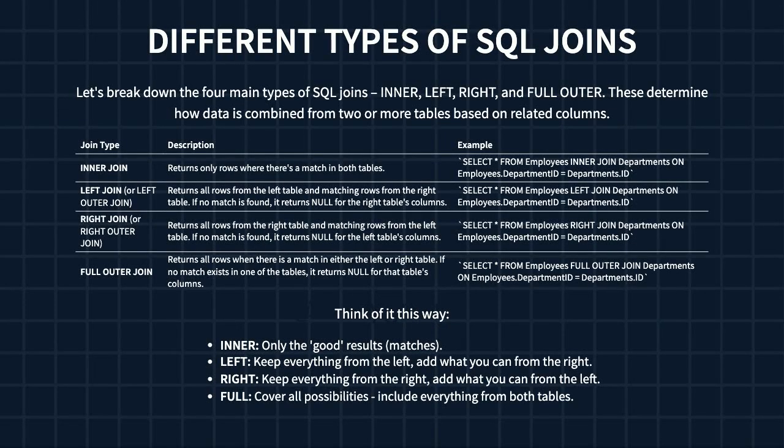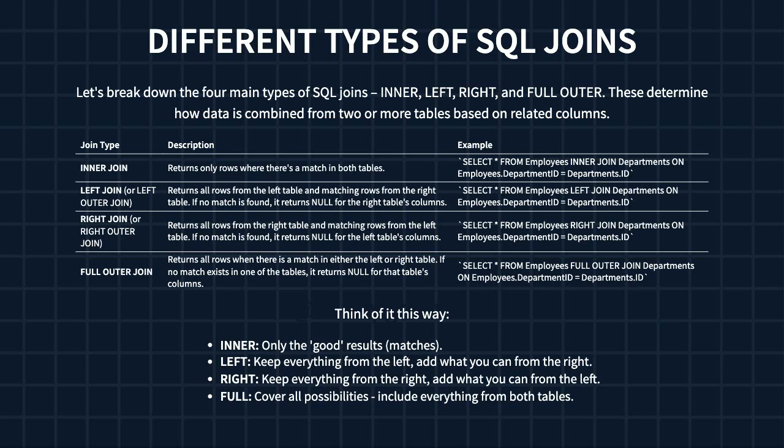Okay, let's talk about joins in SQL. They are a really important part of combining data from different tables. We have four main types: inner joins, left joins, right joins, and full outer joins. An inner join only gives you rows where there's a match between the two tables based on your join condition. A left join keeps all the records from the left table. Even if there isn't a matching record in the right table, it fills in missing values with nulls.